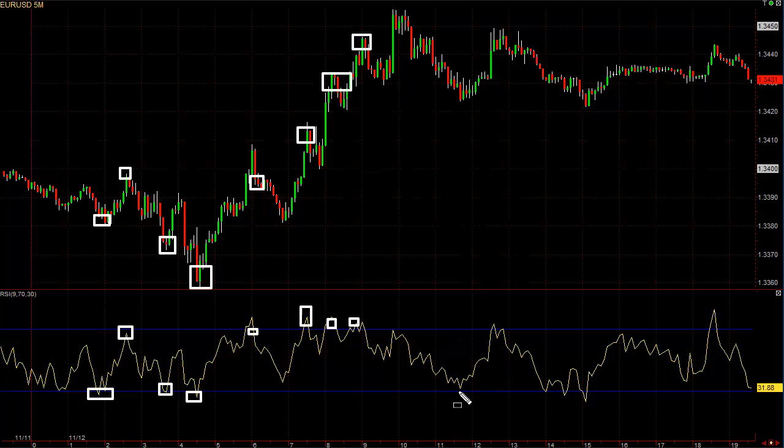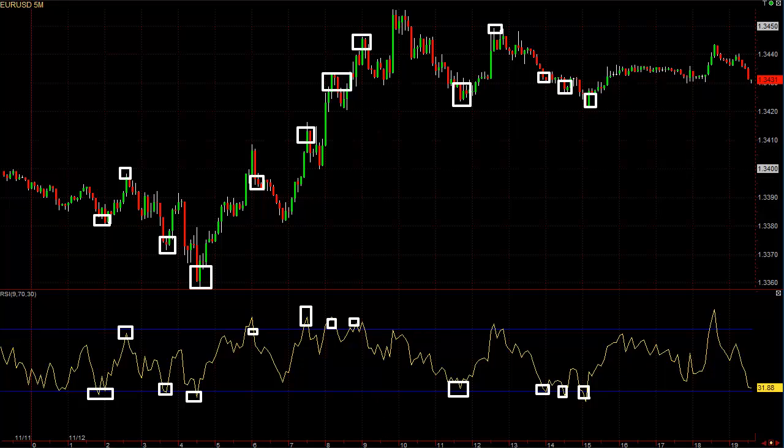This pullback here didn't quite hit the oversold area, but if you bought right here, it did a pretty good job of nailing the low and finding the next move up. And you can see during choppy times with low volatility, it also is wrong a lot. It's telling you to buy here, here, and here, and only 1 out of those 3 works. So that's the reason why I don't like the RSI.